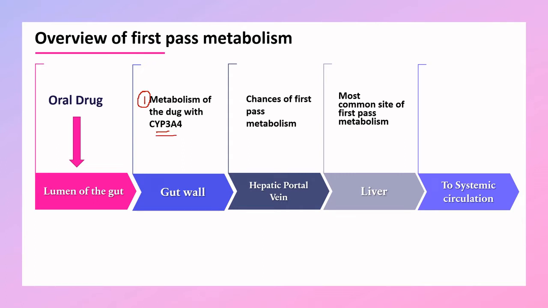The second one is when the drug is in the hepatic portal vein, and the third is in the liver. The liver is the most common site for first pass metabolism to occur. In my earlier video on bioavailability, I have already talked about why a drug will preferably be absorbed from the lumen of the gut. The link is in the description box. Please check out that video.